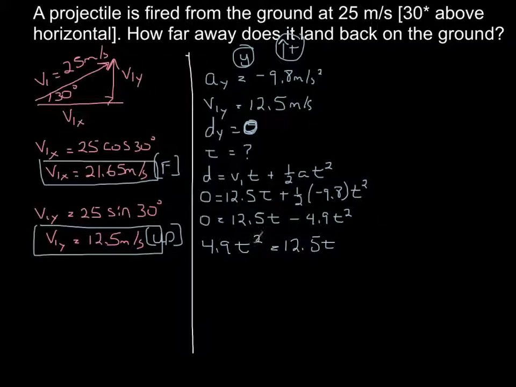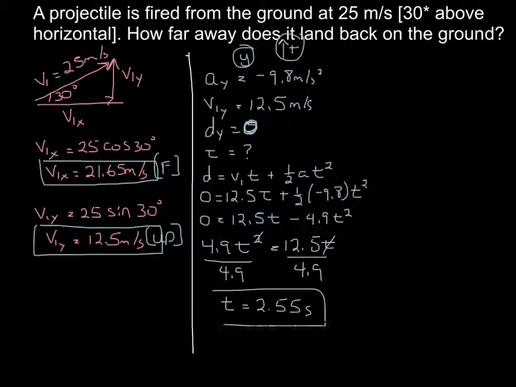At this point we can actually cancel a t out. We're really dividing both sides by t. If we do that, it cancels out. We can divide both sides by 4.9. What we end up with then is t is 2.55 seconds. That's the time in the y direction, and as I mentioned before, that's also then the time in the x direction. So once we know that, let's look in the x direction. So here's the x direction.